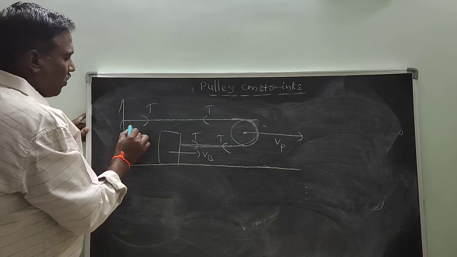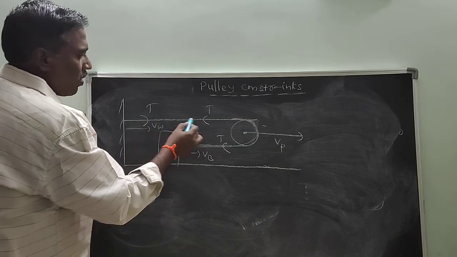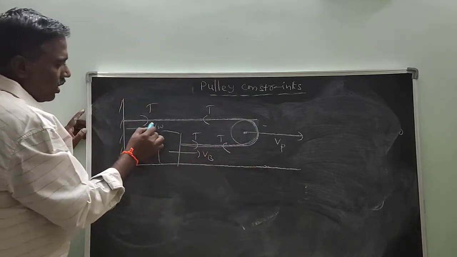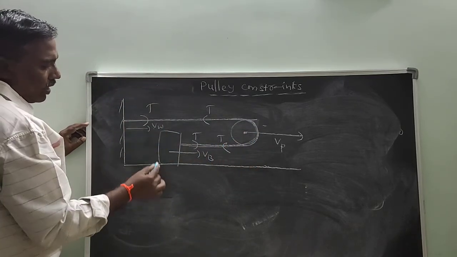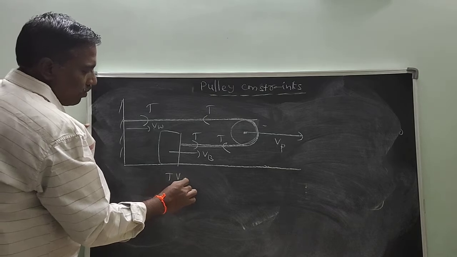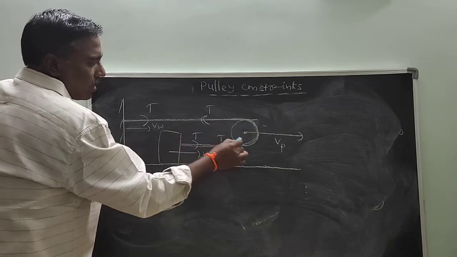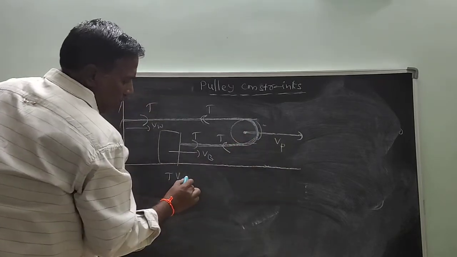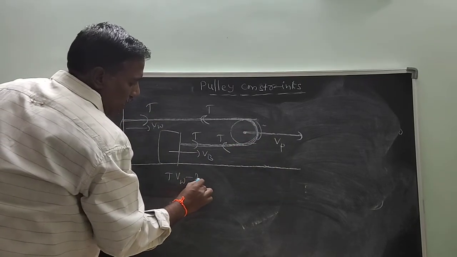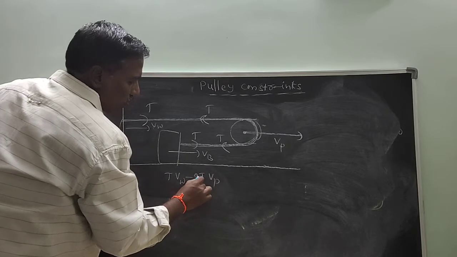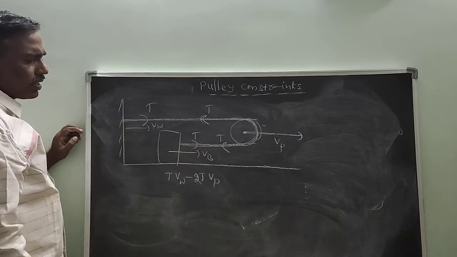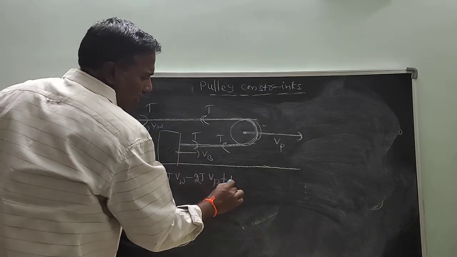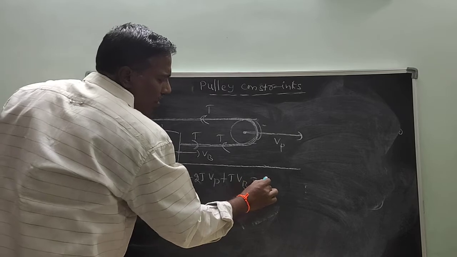Here the velocity of the wall is 0. To apply the tension method, tension and velocity in the same direction: T into VW. Here tension is in this direction, this tension is in this direction, the pulley is moving in this direction. Minus 2T into Vp because these two are in opposite directions. Here tension and velocity both are in the same direction: T into Vb is equal to 0.